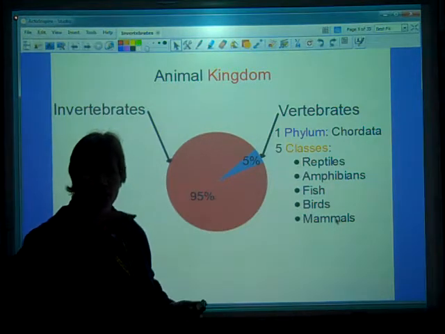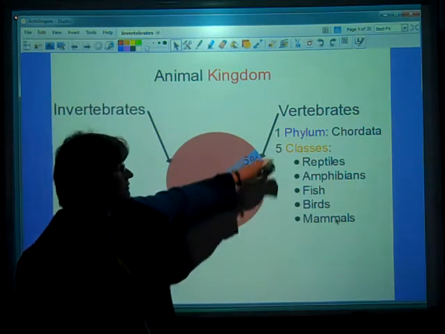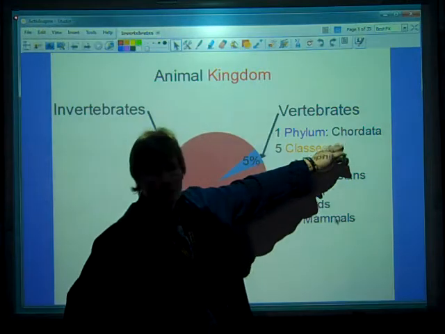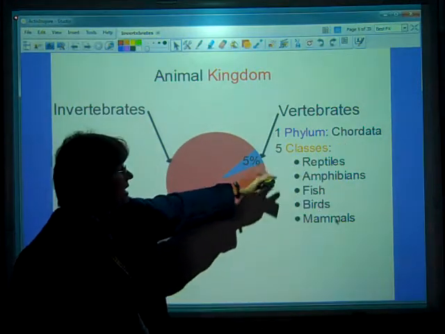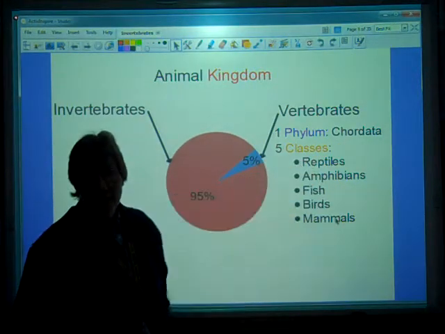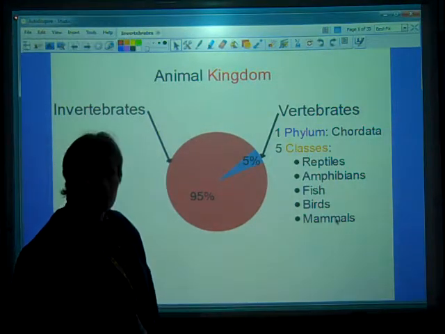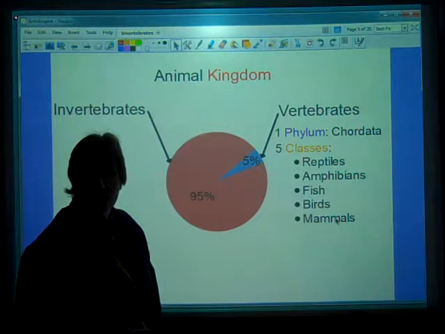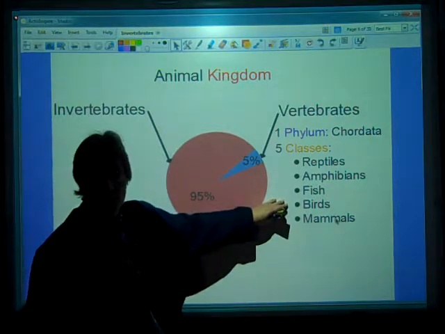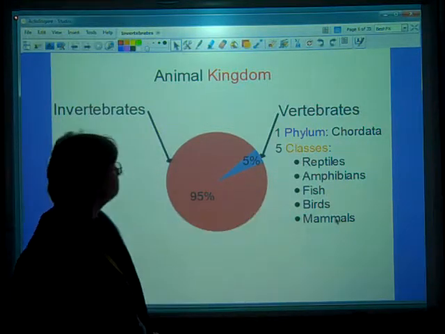If we talk about the vertebrates, we're talking about one phylum. So kingdom, phylum, class, order, family, genus, species. We're talking about the phylum, and the phylum that we belong to is Chordata. There are 5 classes in that phylum, and they are reptiles, amphibians, fish, birds, and mammals. These are the 5 classes of vertebrates you have to know.